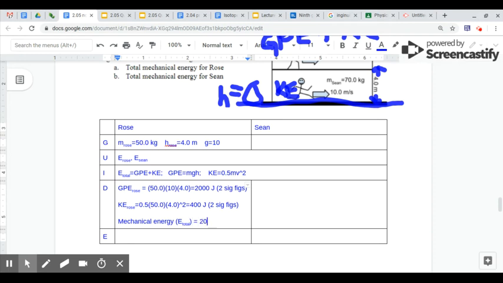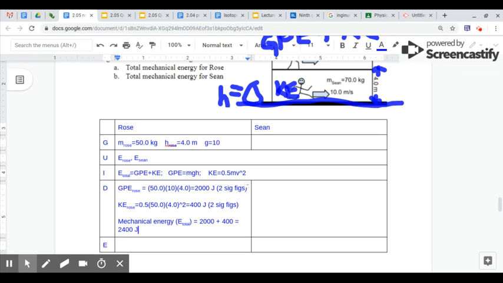Is going to be equal to 2,000 plus 400. When you add with sig figs, you're supposed to look at decimal places. So 2,000 doesn't have any decimal places, and neither does 400. So when you get your answer, you're supposed to round to the nearest whole number. And we will get 2,400 joules. That has 2 sig figs already in it.